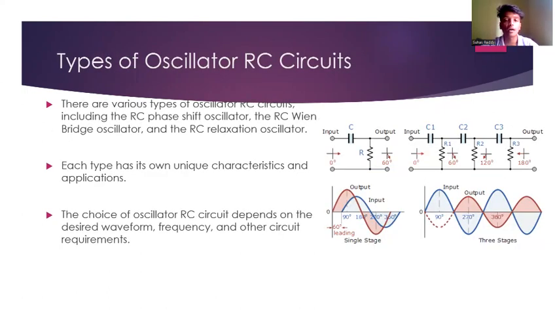Types of oscillator RC circuits. There are various types of oscillator RC circuits, including the RC phase shift oscillator, the RC Wien bridge oscillator, and the RC relaxation oscillator. Each type has its own unique characteristics and applications. The choice of oscillator RC circuit depends on the desired waveforms, frequency, and other circuit requirements.